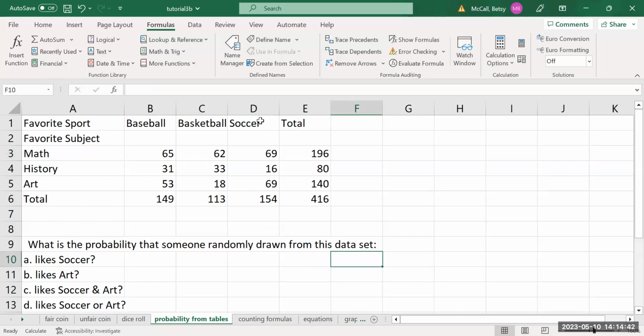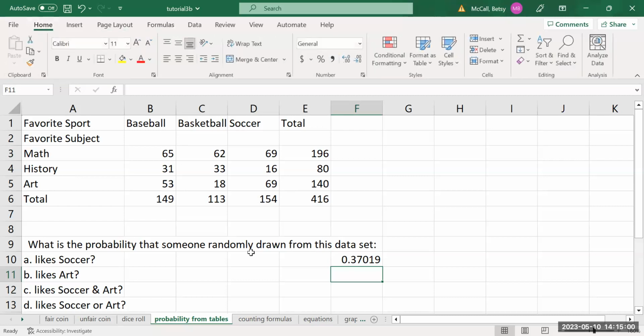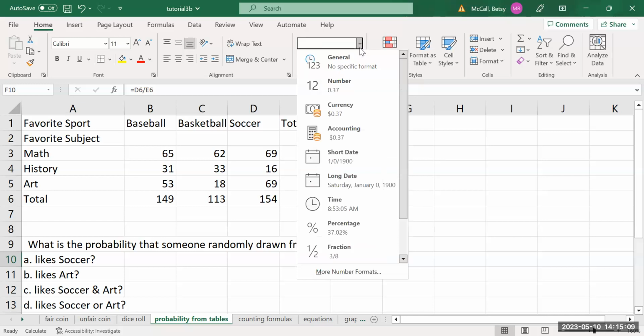Well, if they like soccer, we're simply going to take the number of people who like soccer, which is 154, and then divide it by the total. So 154 divided by the total. Now, the default display in Excel is as a decimal. But of course, on the home screen, you can change this to a percent if you want. Or if you go into the number properties, you can actually have it display as a fraction.